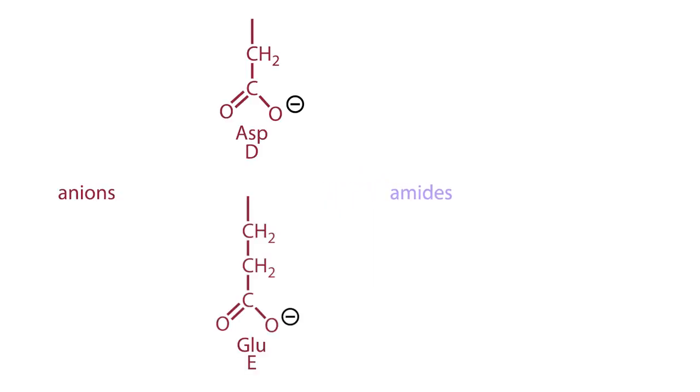Amides. They're almost the same as the anions that I've shown you here. All I'm going to do is take the aspartate carboxyl and make an amide out of it. If that was called aspartate, we're going to call this asparagine. Okay? And we can't use the A because that's alanine. We can't use the S because that's serine. So we use the N, asparagine.